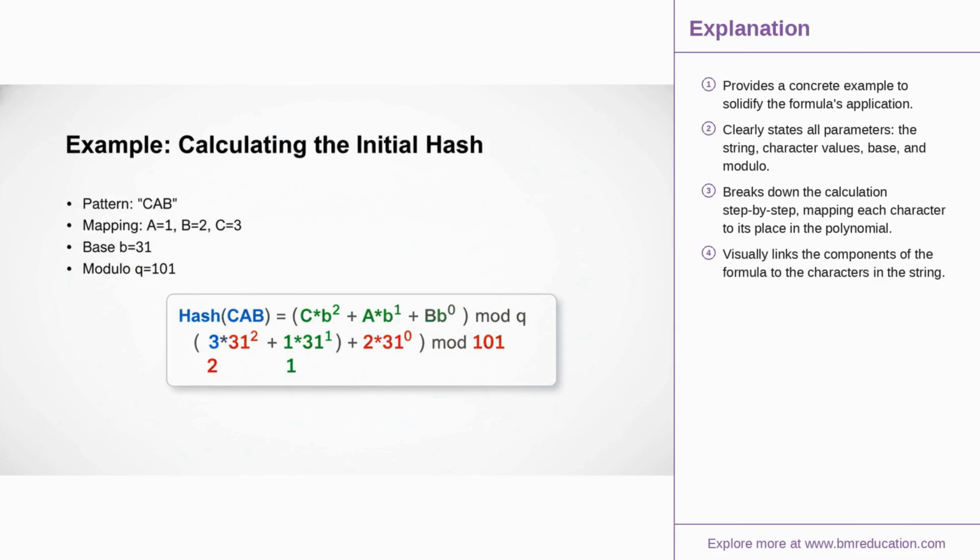Now, let's walk through a simple example. Let's find the hash for the pattern CAB. We'll use a small alphabet where A equals 1, B equals 2, C equals 3. Let's choose a base b of 31 and a large prime modulo q of 101. The hash is calculated as 3 times 31 squared plus 1 times 31 to the first plus 2 times 31 to the 0, modulo 101.